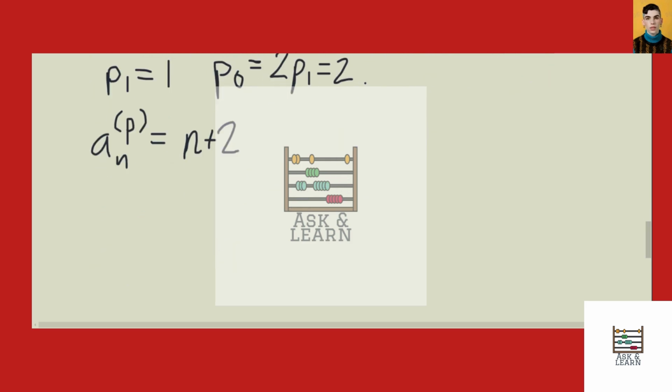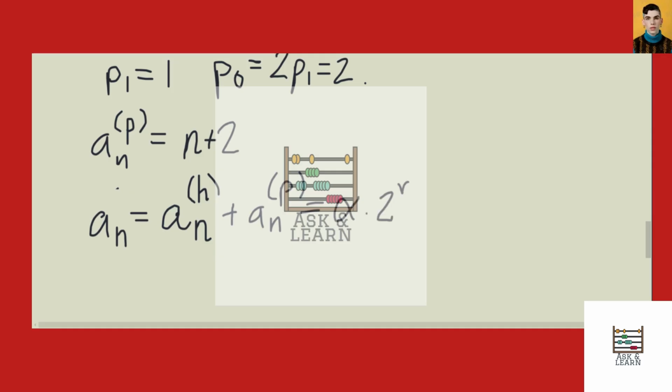We have that the general form for the solution to the linear non-homogeneous recurrence relation is the general solution to the linear homogeneous recurrence relation plus the particular solution. This is alpha times 2 to the n plus n plus 2.